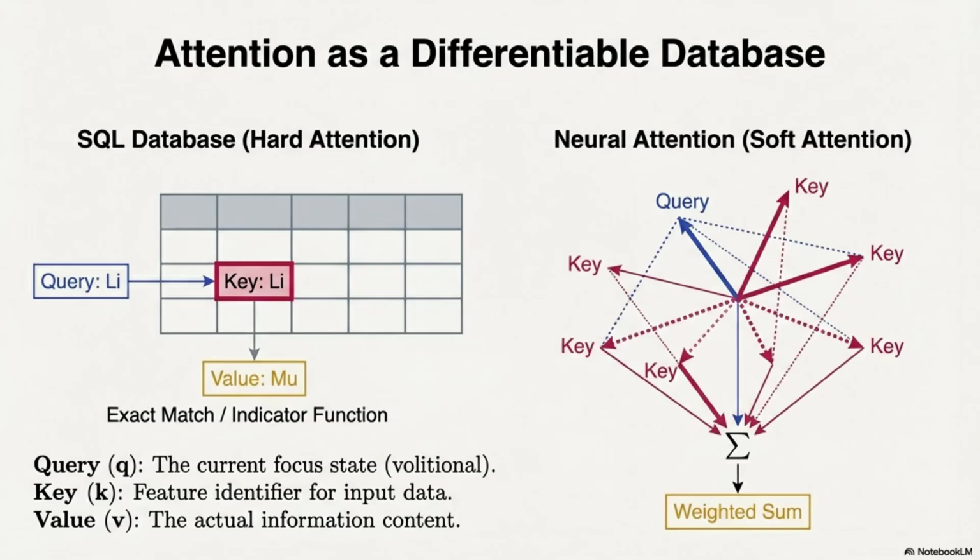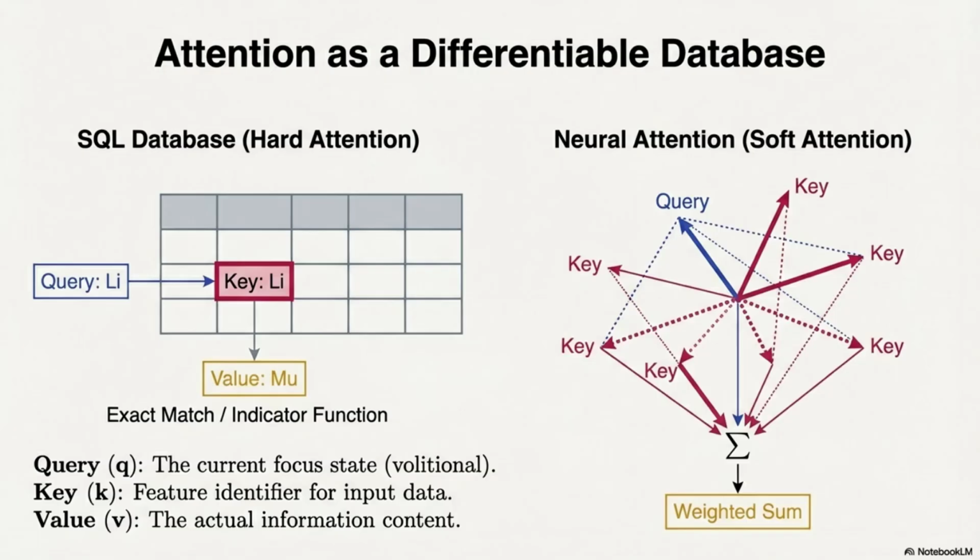Okay, now this slide is so cool because it really frames the whole concept. A normal SQL database, right? It does a hard lookup. You send a query like Lynn, and you get one exact match back for the value mu. It's super rigid, one-to-one. But neural attention, well, it's soft.